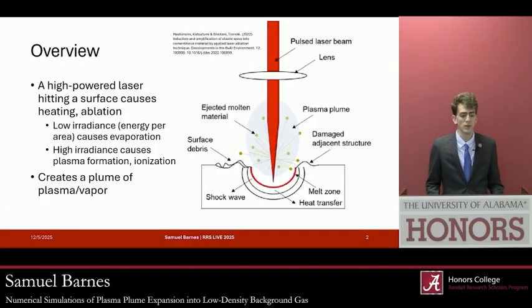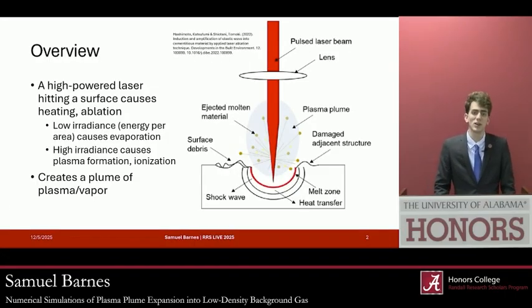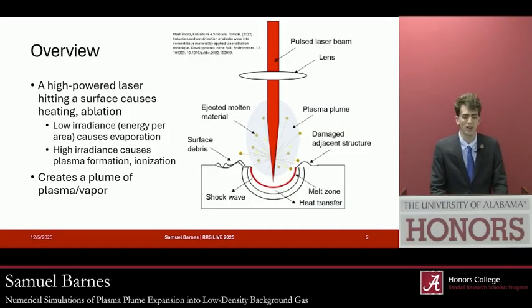So for an overview, when a high-powered laser hits a surface, this causes ablation. Material is removed from the surface. At lower radiance, or energy per area, this causes merely evaporation. But at higher radiance, this causes the formation of plasma and ionization of the ejected material. This whole ablation process creates a plume of plasma or vapor that comes up off the surface.